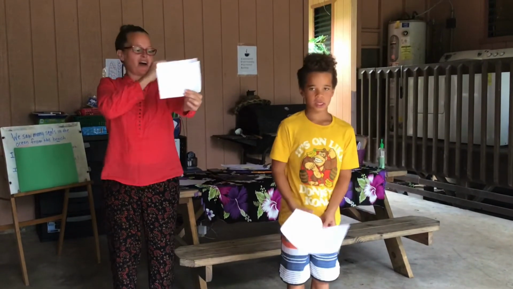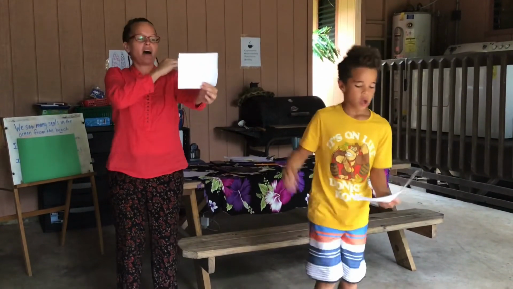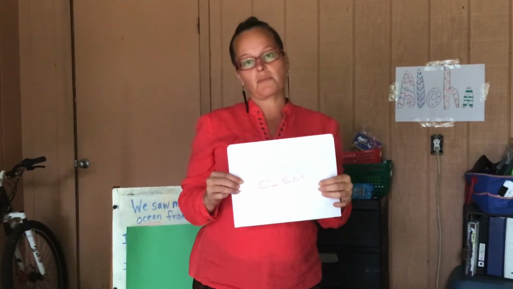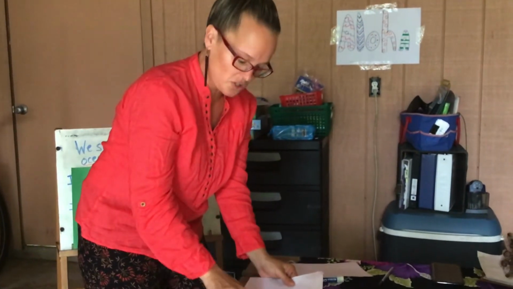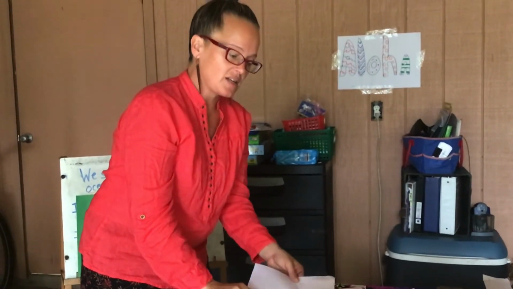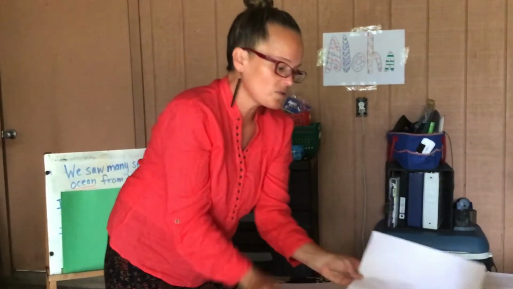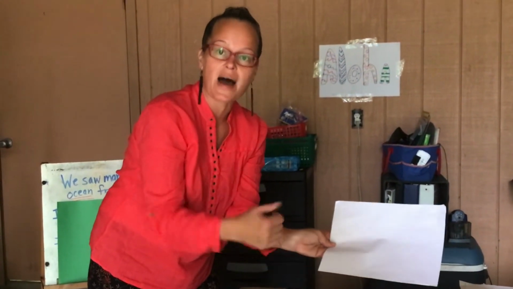O-C-E-A-N. Ocean. O-C-E-A-N. Ocean. Okay, when you get back, you're going to do the typical thing that we do. You're going to trace over it 3 times and say ocean, O-C-E-A-N, ocean 3 times. And then you can flip it over if you want, and you can write the word 3 more times and then use it in a sentence. Go ahead and do that now and we'll come back to review it.